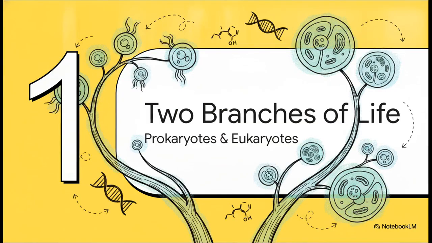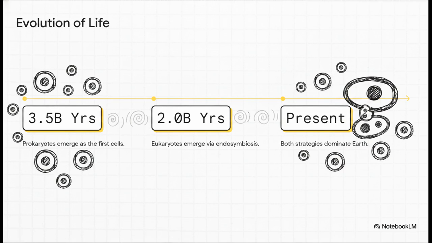All right, Section 1. Two branches of life. Now, take a look at the sheer scale of the timeline we're dealing with here. Starting way back, you see the emergence of prokaryotes about 3.5 billion years ago. These were the very first forms of life, the absolute pioneers. But notice the massive gap before the second major event. It wasn't until roughly 2.0 billion years ago that eukaryotes emerged. That means for a staggering 1.5 billion years, simple, single-celled organisms ruled this planet completely alone. Let's step forward and see how this ancient blueprint actually works in practice.